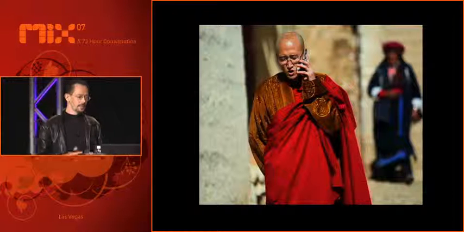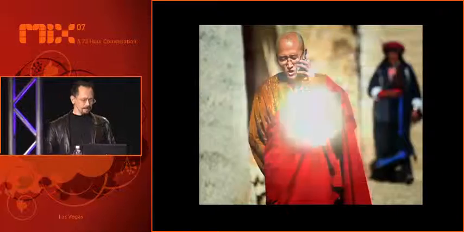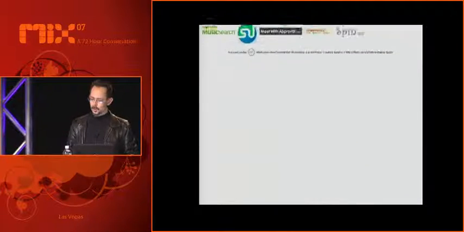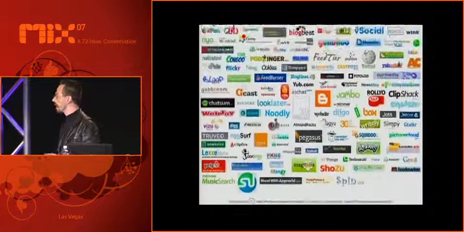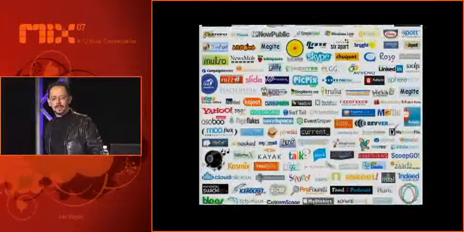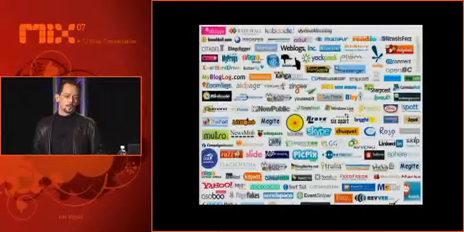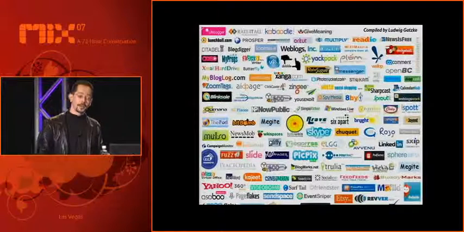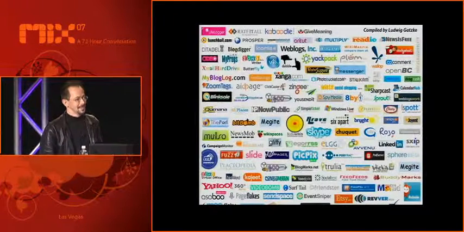Now, this collision between old ways and new technologies is really apparent when you look at the current trend of the so-called Web 2.0 applications, and there are a lot of them out there. Looking at something like this, you might think that all you need to have a Web 2.0 product is a brightly colored logo and a funny name.